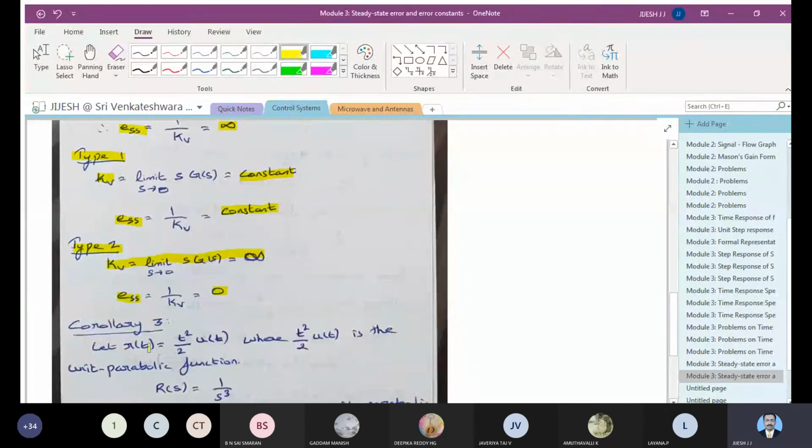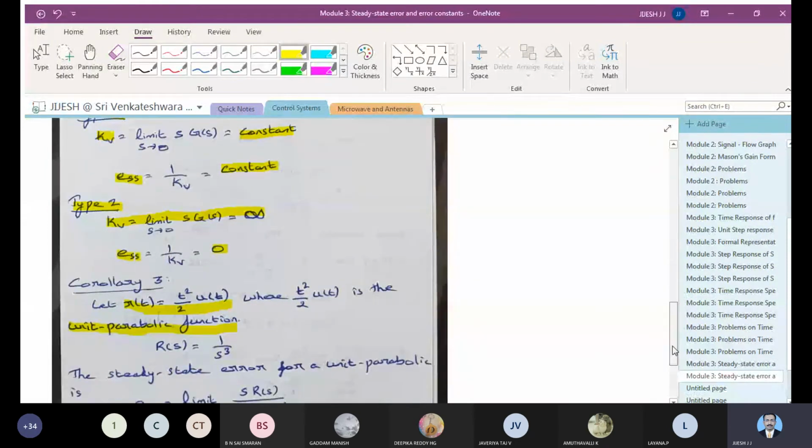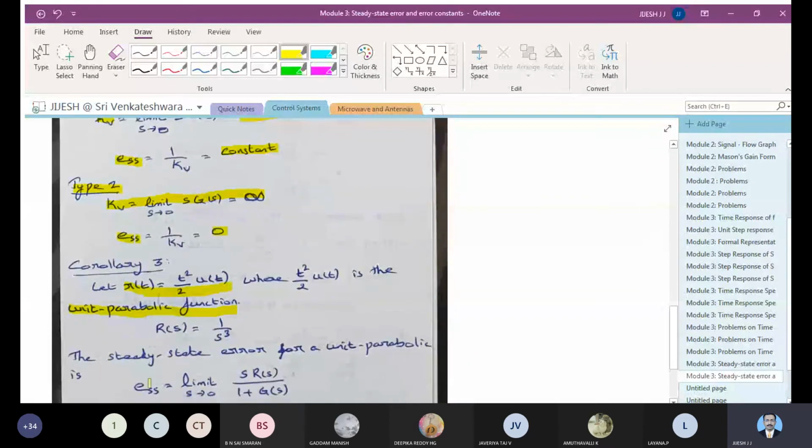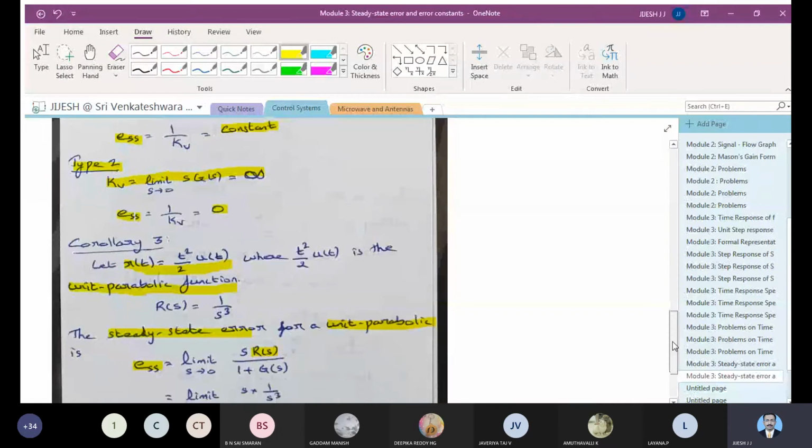So we are going to see the unit parabolic function, and r of s is equal to 1 by s cube. So you can do it in the same manner. You have done anyhow 1 and 2 with the unit ramp and unit step. So let us proceed in the same way for ESS for this unit parabolic function. So steady state error for parabolic function. What you have to do is substitute for R of s as 1 by s cube, and you will get it very easily because it is very easy to substitute and simplify. So you'll be getting 1 by s square left out, and the rest of the terms will be there.